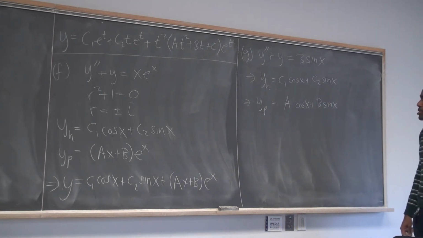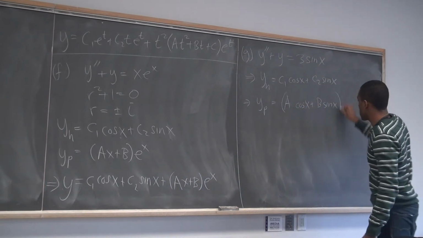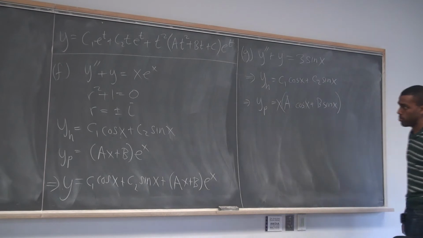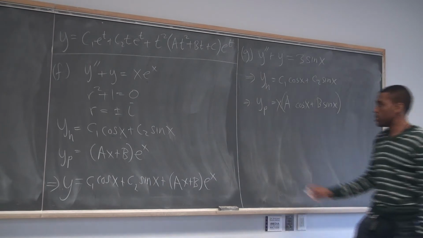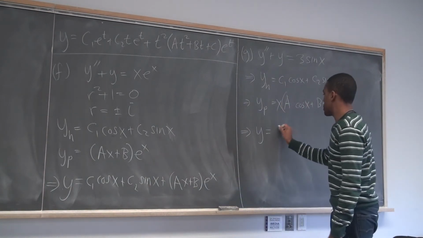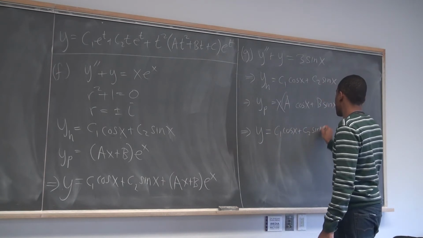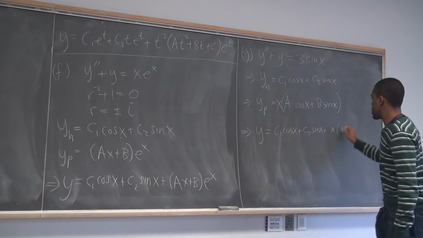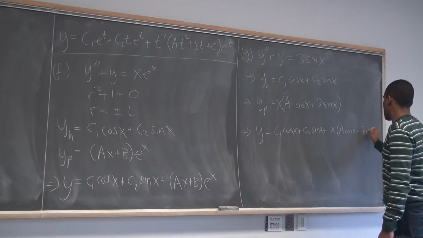Are there any overlaps with YH? It's an exact overlap. So multiply this whole thing by x, since we're using x here. And now we're good. So the general solution is C1 cosine x plus C2 sine x plus x times (A cosine x plus B sine x).